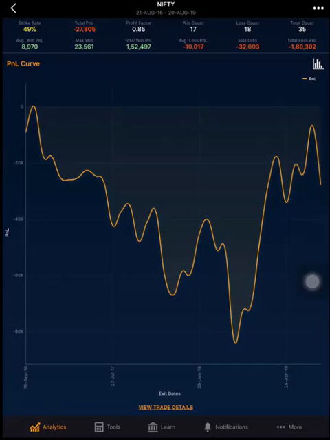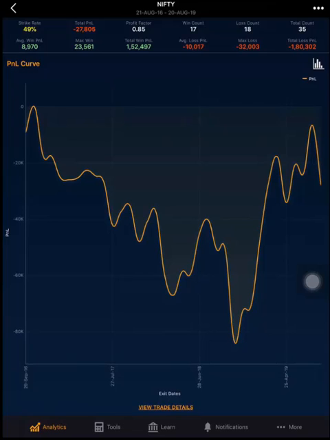So profit factor is 0.85. Profit factor is nothing but total profit divided by total loss. Average win PNL is 8970. Average loss PNL is 10,000. Max win is 23,561.